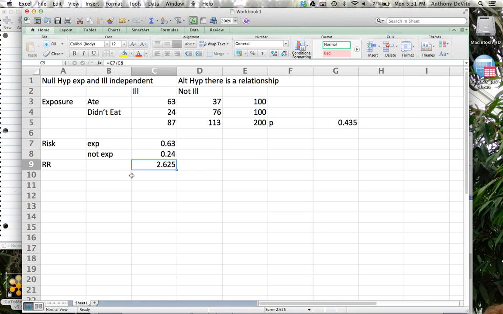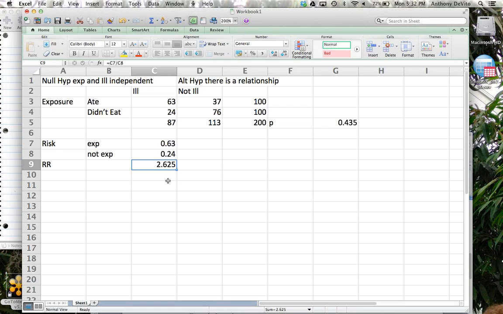But it's 2.6. So now my problem is, is that number big enough for me to say, it's not always going to be the same number. Is that number big enough for me to say that with 95% certainty, with less than 5% chance of being wrong, is that number large enough for me to reject my null hypothesis? In order to make that judgment, we need more than just this point value. We need a confidence interval.